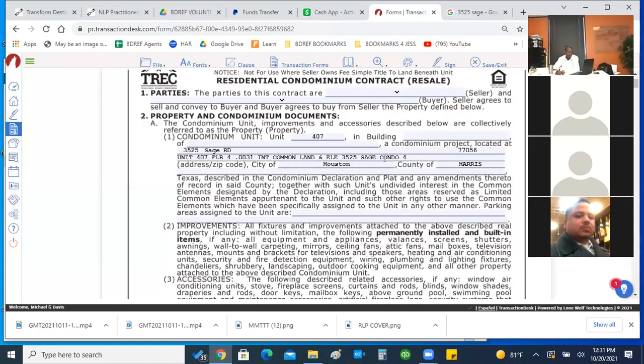And then also notice how on the legal description, when you're working with condos, you're not going to have a lot. You're not going to have a block. The reason you're not going to have a block is because you own the land.